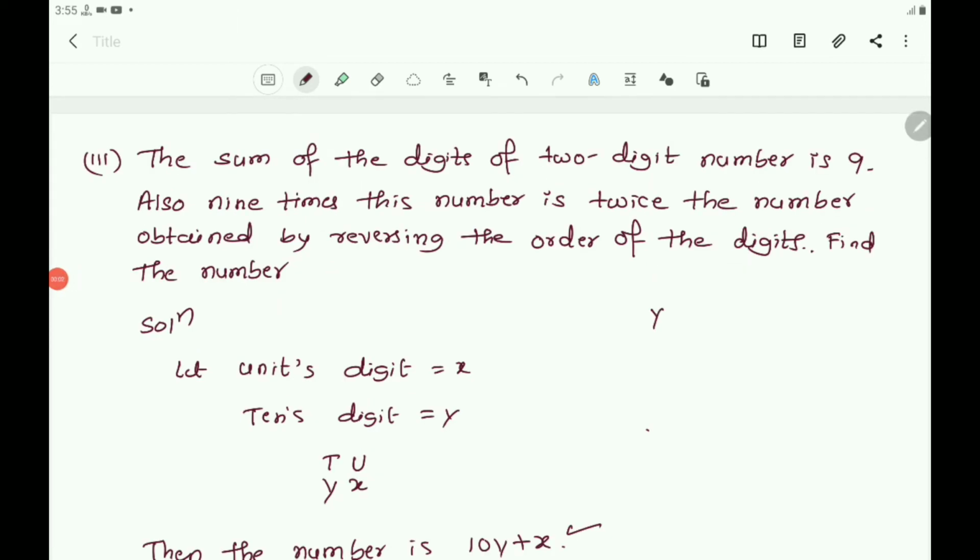The sum of the digits, that is 18, 1 plus 8 is equal to 9. Next, 9 times this number, 18 into 9 is equal to 162. And twice the number obtained by reversing the digits, that is twice the number 81, that is 2 into 81, is also 162. So you got the verification here. The numbers are tallying.